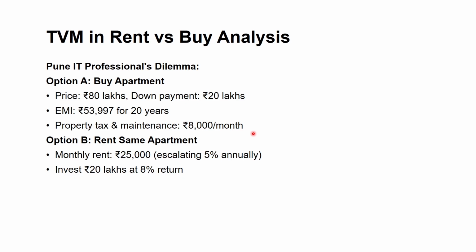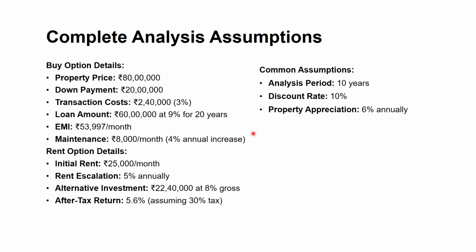Alternatively, there is a rent option of 25,000 monthly, escalating at 5% annually, and investing the 20 lakh down payment at 8% return. Which option creates more wealth over a 10-year period, that we have to know. This decision involves multiple cash flows at different times, making TVM analysis essential. We need to calculate the present value of all costs and benefits for each option, including opportunity cost and tax implications. So, the complete analysis we can now go through.